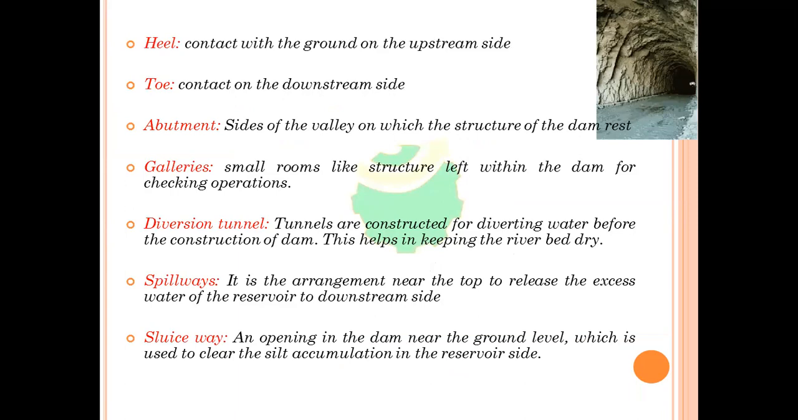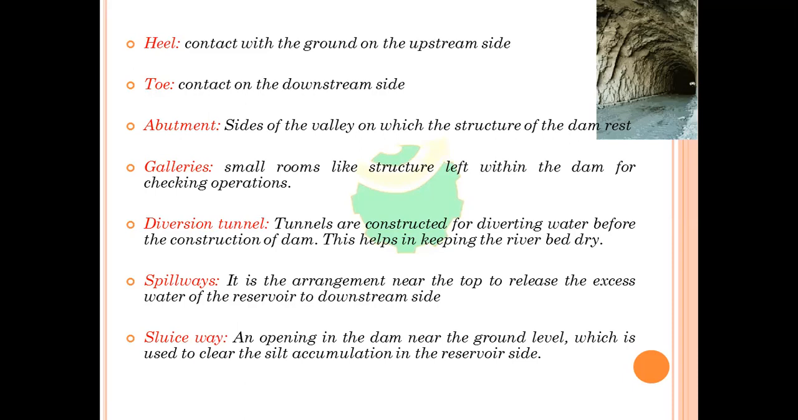Abutment, sides of the valley on which the structure of the dam rests. Galleries, small rooms like structures left within the dam for checking operations. Diversion tunnel, tunnels are constructed for diverting water before the construction of dam. This helps in keeping the river bed dry.